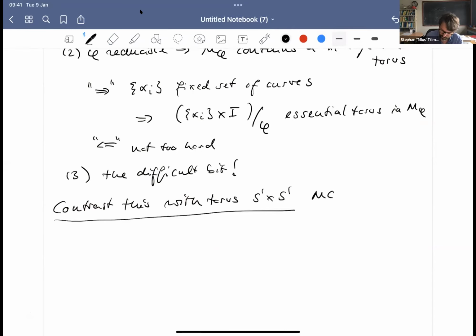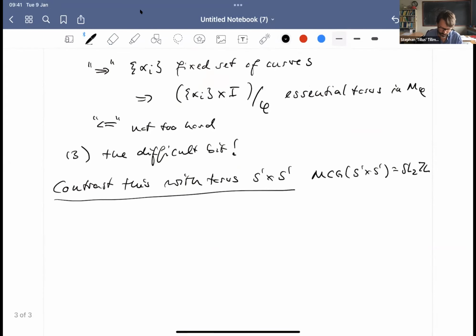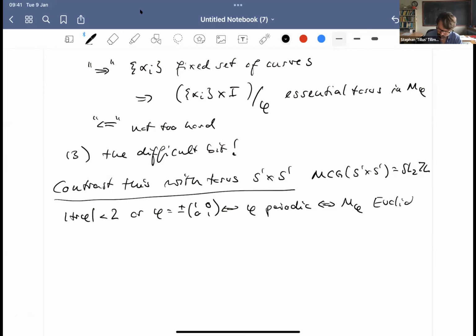So the mapping class group of the torus, which is SL2Z. There's basically a classification where you say, if the trace of phi is less than 2, or phi is plus or minus the identity, that's if and only if phi is periodic. And that's if and only if the bundle that you get is actually Euclidean. And then there's the case where the trace of phi is equal to 2 in absolute value, and phi is not plus or minus the identity.